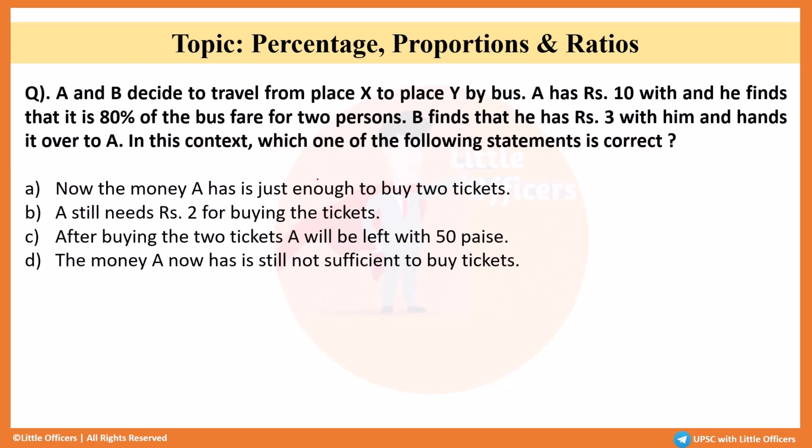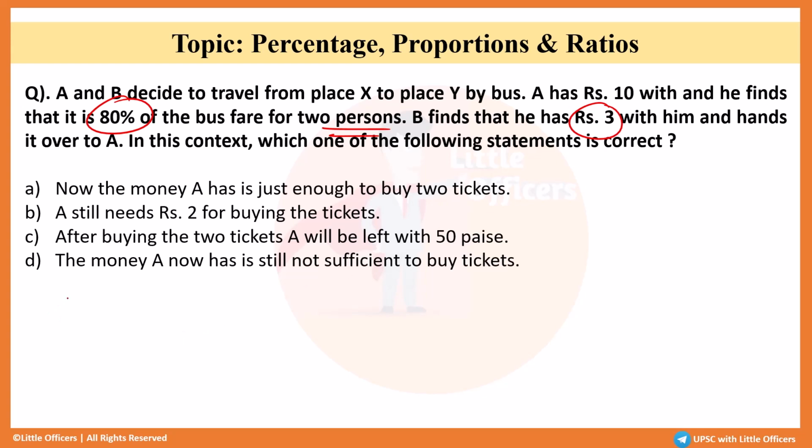A and B decide to travel from one place X to Y by bus. A has 10 rupees with him, and he finds that it is 80% of the bus fare for both the persons. And B finds that he has 3 rupees with him and he handed over to A. Now in this context, out of the given options, which one is right?